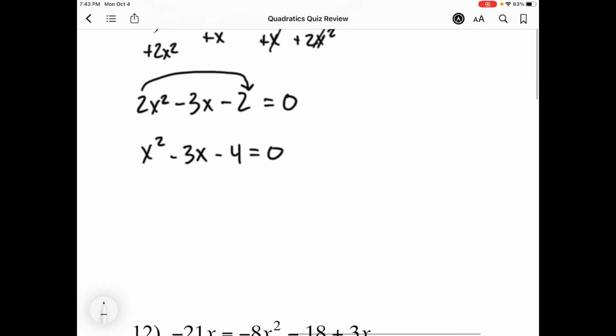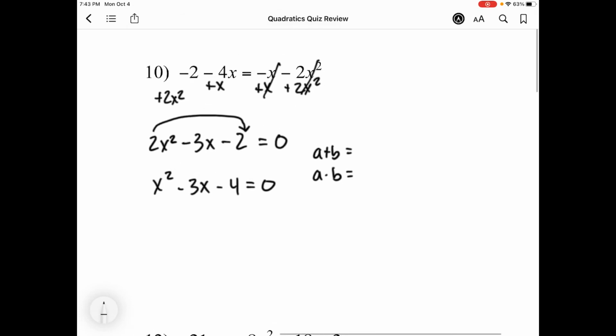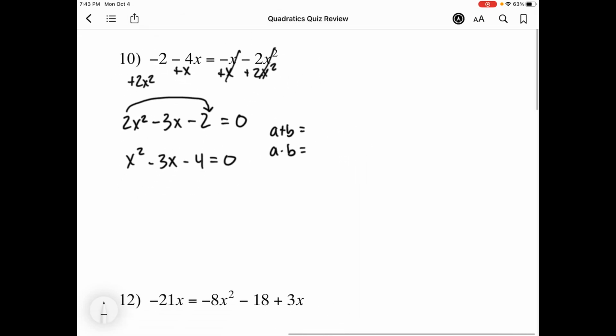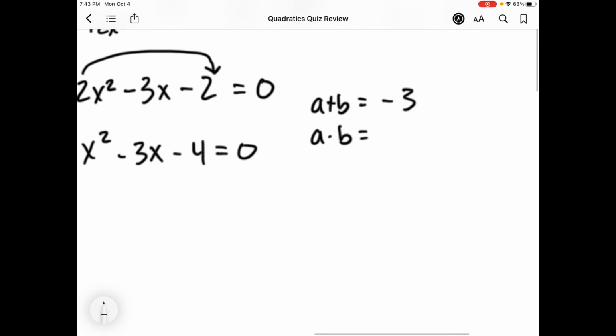So now we can solve, right? A plus b, a times b. And let me write this little diagram that I had for you guys earlier again. Positive times a positive equals a positive. Negative times a negative equals a positive. Positive times a negative equals a negative. Okay, so a plus b is going to be negative 3. A times b is going to be negative 4.